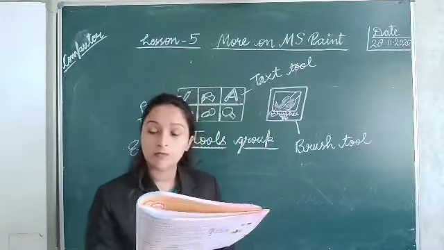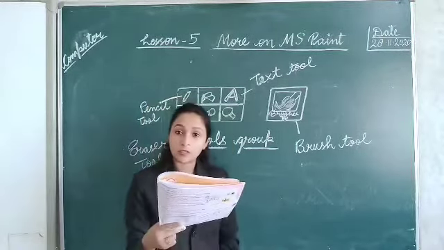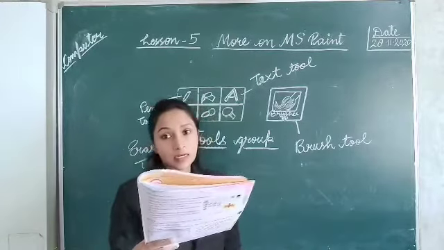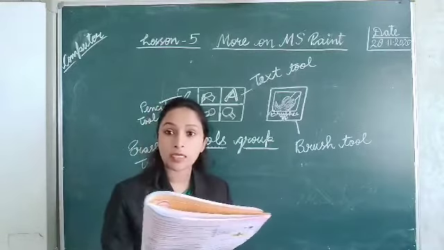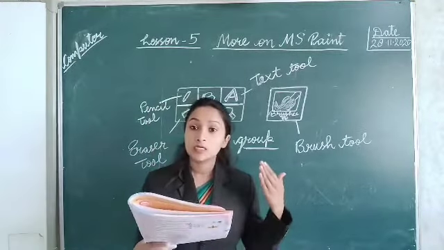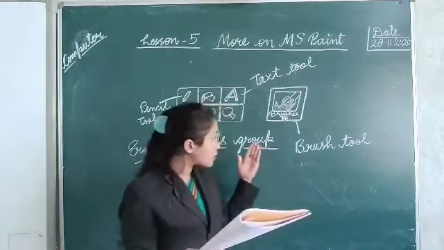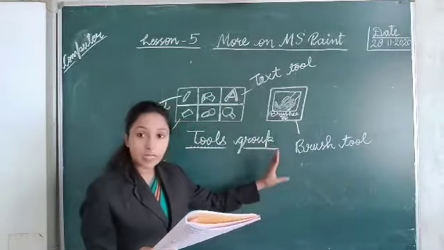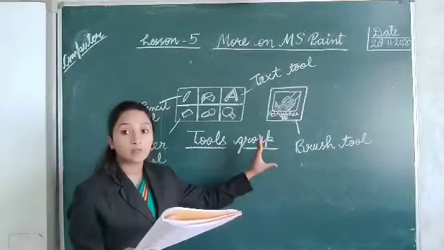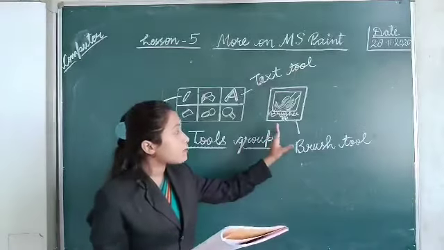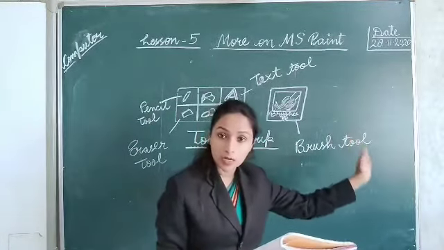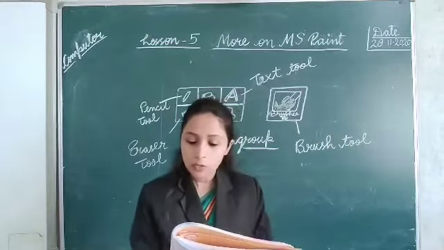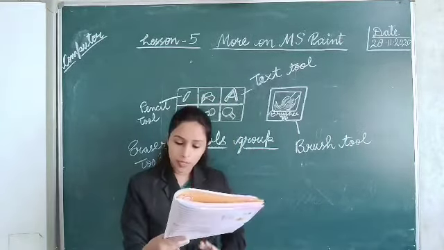Select any color from the colors group. After choosing the brush, you can select the color from the colors group. Move the pointer to the drawing area. First you click on the drop down arrow, then you will get the different types of brushes. You will select any kind of brush. After that you have to select a color. You can choose any color from the colors group. Then you have to move your mouse pointer onto the drawing area.